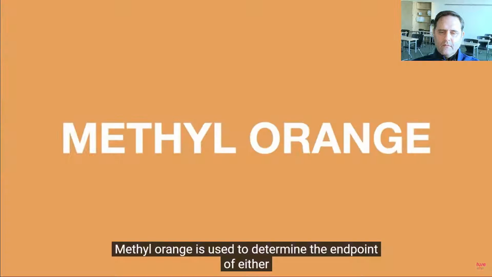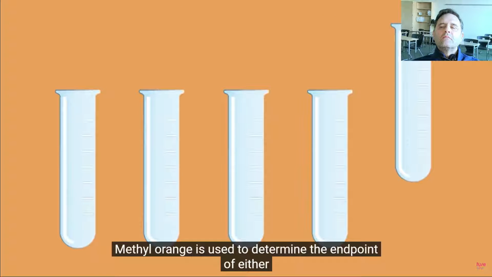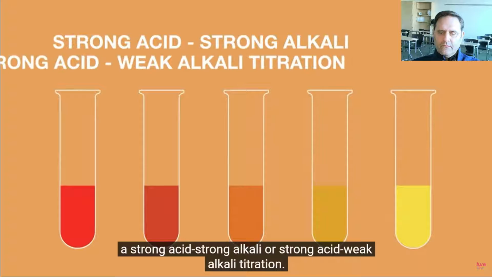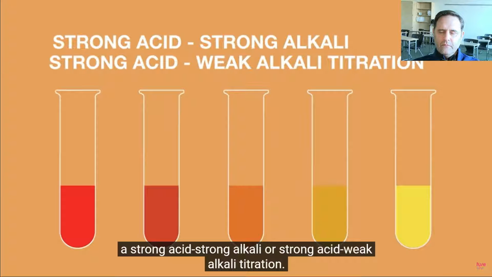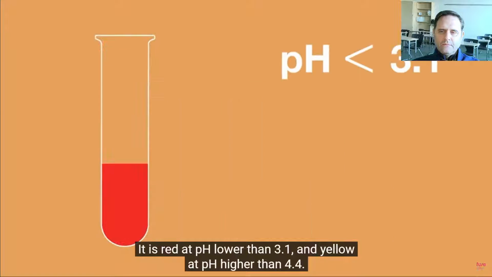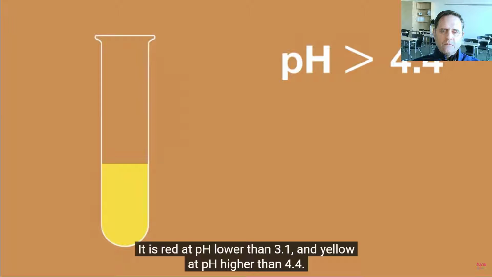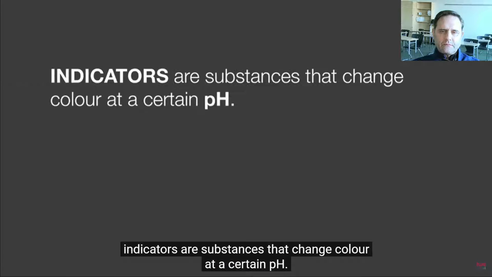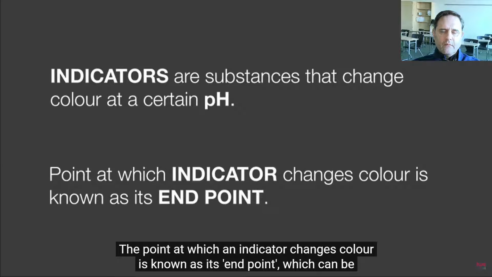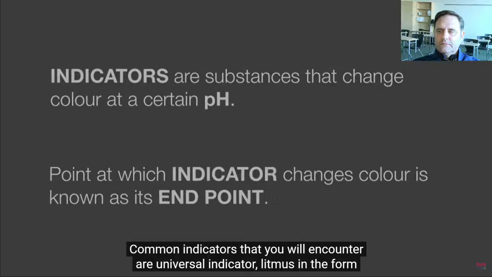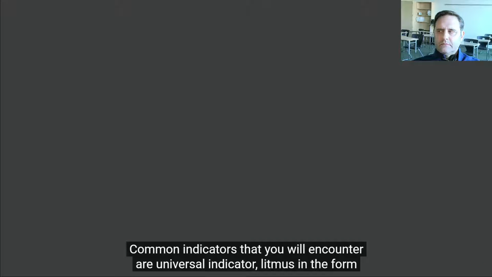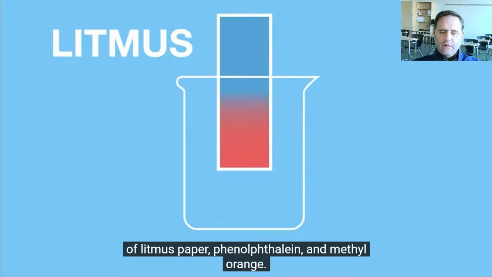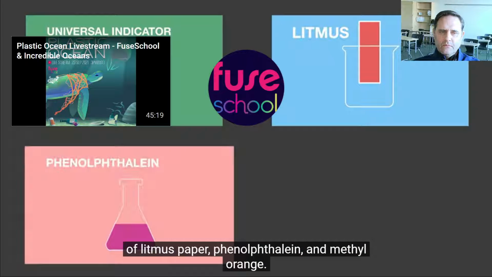Methyl orange is used to determine the endpoint of either a strong acid, strong alkali, or strong acid, weak alkali titration. It is red at a pH lower than 3.1 and yellow at a pH higher than 4.4. In conclusion, indicators are substances that change color at a certain pH. The point at which an indicator changes color is known as its endpoint, which can be at any pH. Common indicators that you will encounter are universal indicator, litmus in the form of litmus paper, phenolphthalein, and methyl orange.